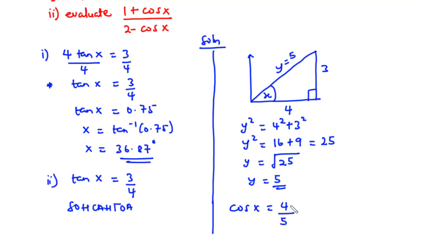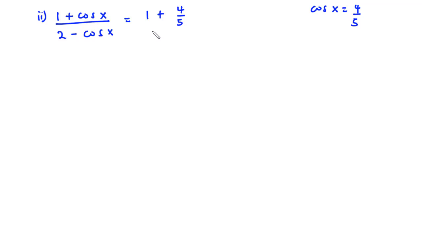That is cos x. Now we are going to substitute 4 over 5 in place of cos x so that we can find the value of this expression. So we have (1 plus cos x) over (2 minus cos x). And then we had cos x to be 4 over 5. So this is going to be 1 plus 4 over 5 divided by 2 minus 4 over 5. So this is 1 over 1. We can write this as 2 over 1.